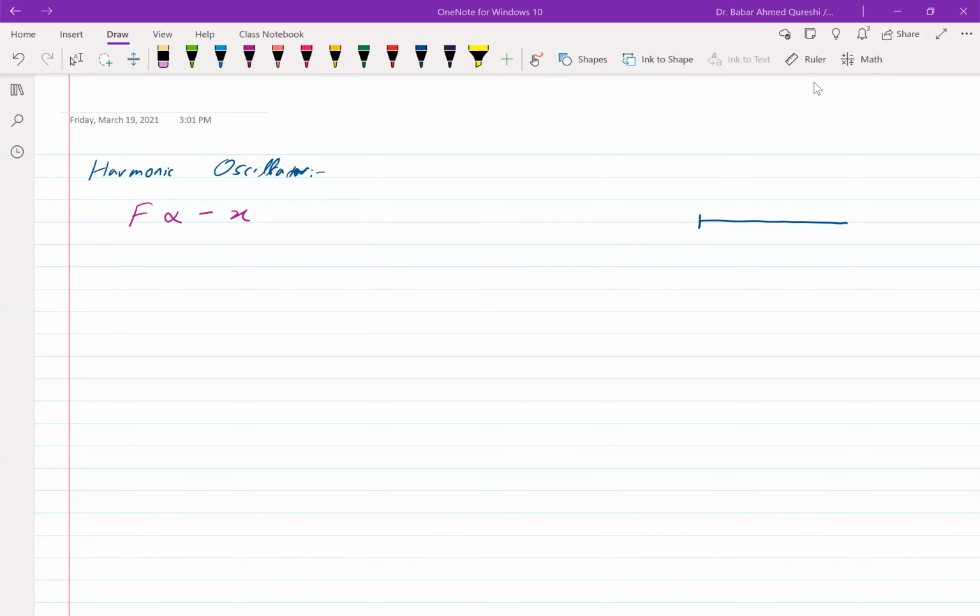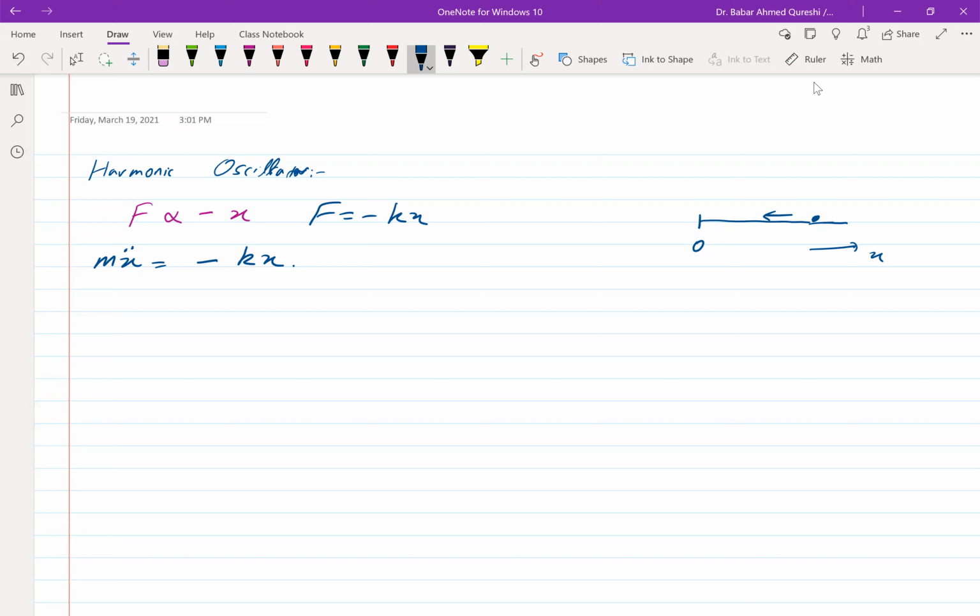So you have, let's say, this is your origin, and this is the positive direction of x. The more your particle is away from this origin, the more is the force, and it's directed towards the origin. So your equation of motion is: F is minus kx, and the equation of motion is the following: m x double dot is minus kx.